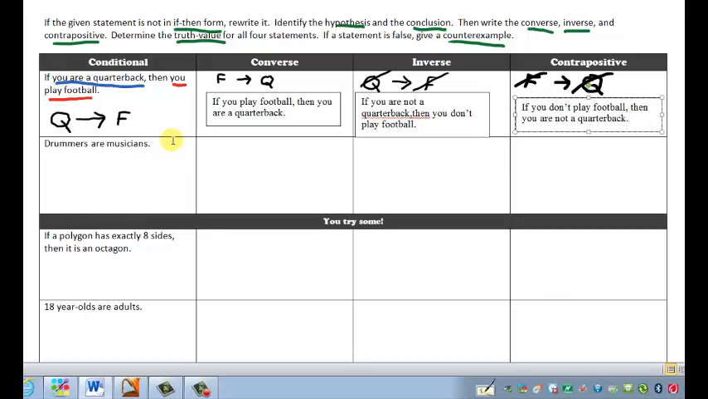Okay, let's go back now and let's do these other parts of the question where we're supposed to determine the truth value of each of these statements. So are these true or are they false? Our first statement, the original, if you're a quarterback, then you play football. Now, according to my understanding, football is the only game that has quarterbacks in it. And so if you're a quarterback, you automatically play football. That's going to be true.